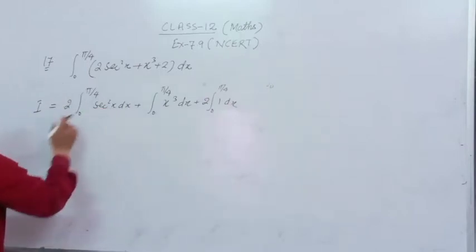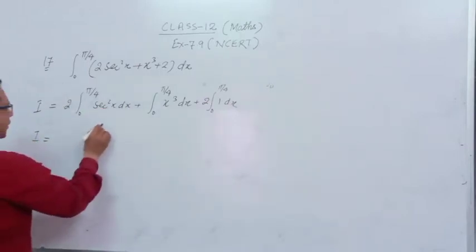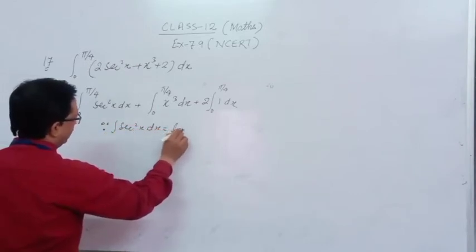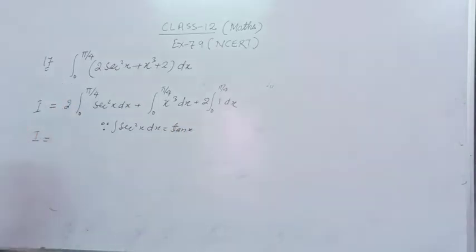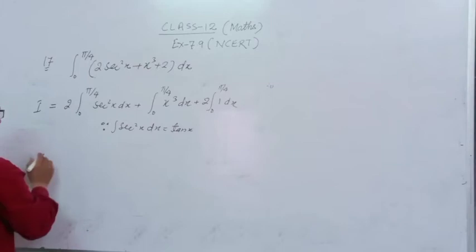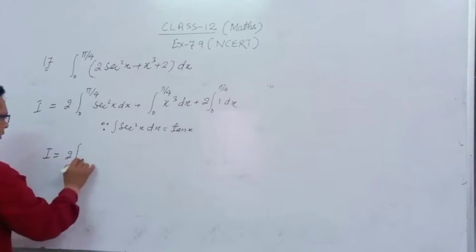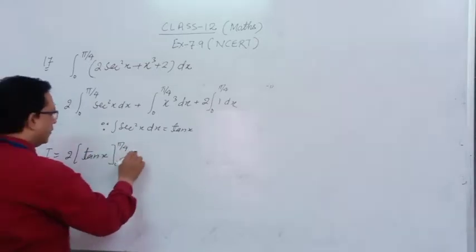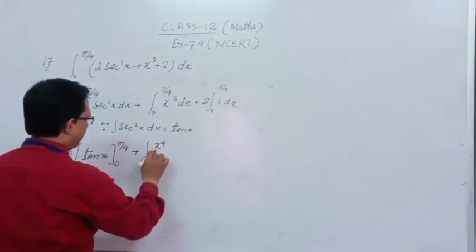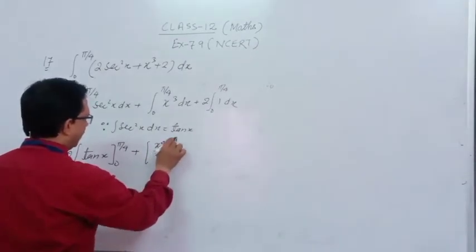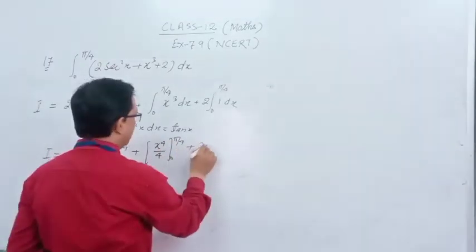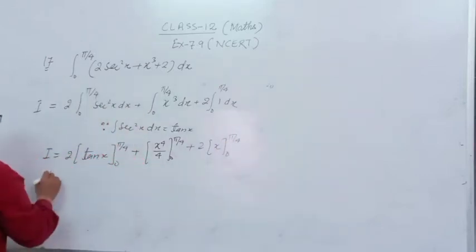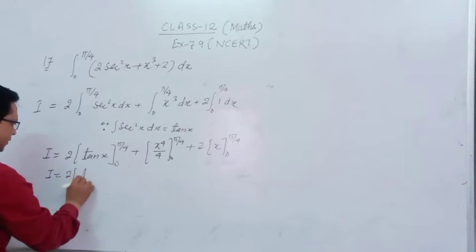Integration of sec square x is tan x. So here we write I is equal to 2 times tan x, the limit is 0 to pi by 4. Integration of x cube is x to the power 4 by 4, from 0 to pi by 4, plus 2x from 0 to pi by 4.